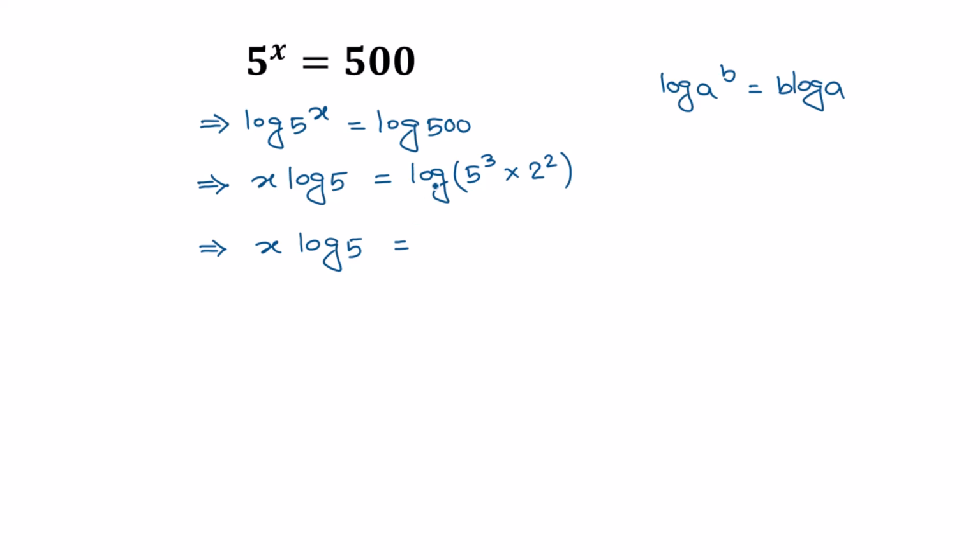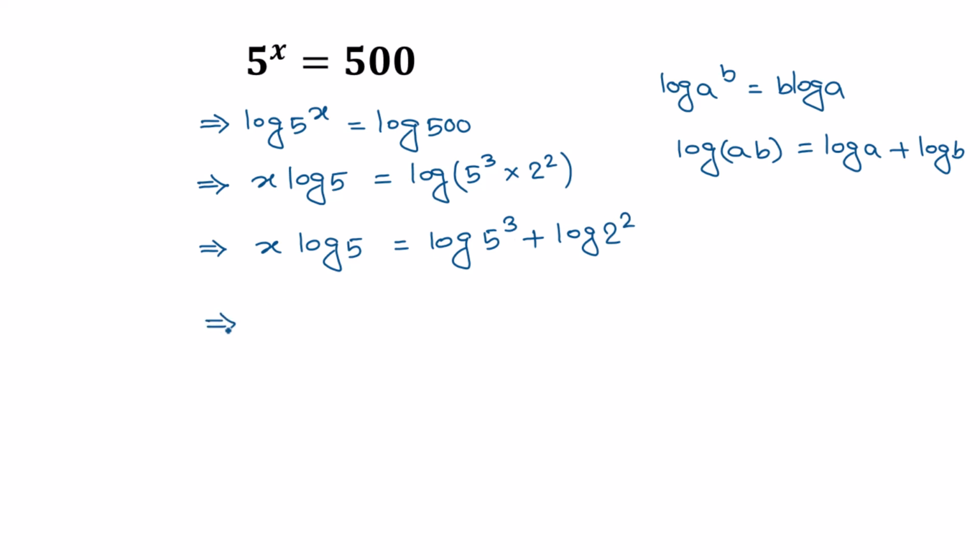is equal to, now applying this formula, log of a times b is log of a plus log of b. So applying this formula, log of 5 to the power 3, we consider as a, times 2 squared, as b. So we will get log of 5 to the power 3 plus log of 2 squared.